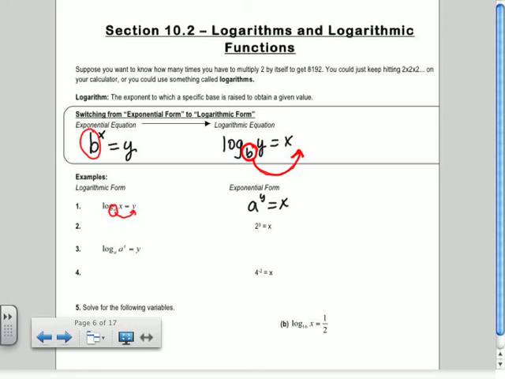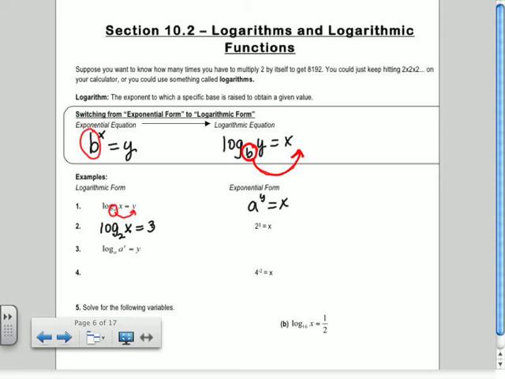Can you guys go backwards? At number 2, if I have 2 to the third equals x, it's going to be log base what? 2, because the base of the logarithm is the same as the base of the exponent. What do I put next to the 2? x equals 3. See, 2 to the 3 equals x. You have to know that, otherwise your test will be a disaster.